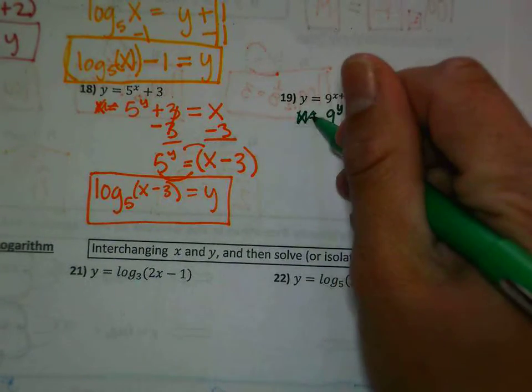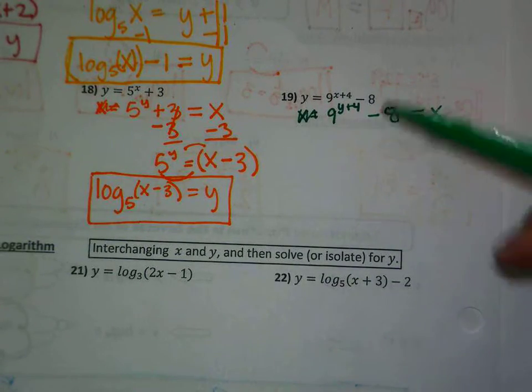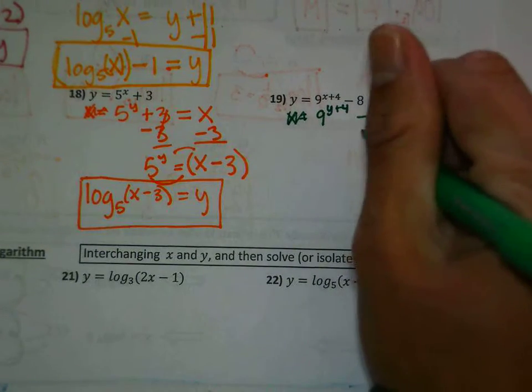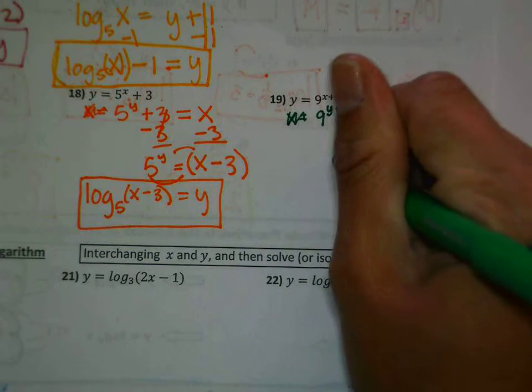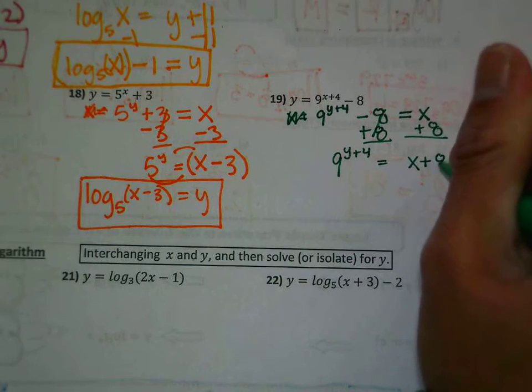And I don't like my x over here, so I'm going to put equals x right here. So I'm trying to get y by itself. Can I do anything over on this side to help me? You can add 8. Add 8. I have 9. y plus 4 equals x plus 8.